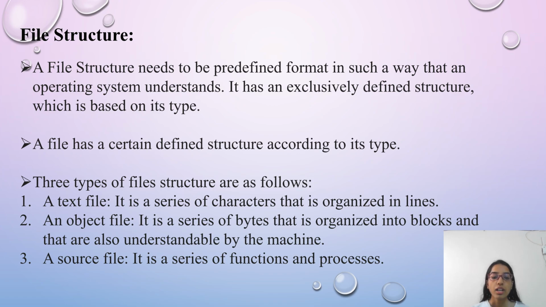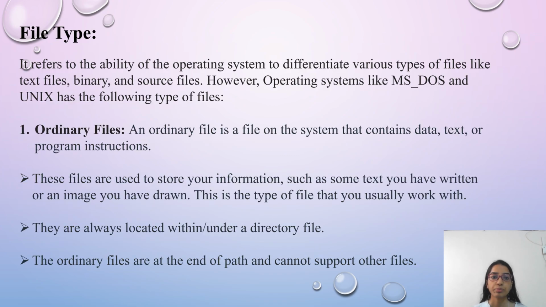A text file. A text file is a series of characters that is organized in lines. An object file. It is a series of bytes that is organized into blocks and that are also understandable by the machine. A source file. A source file is a series of functions and processes.